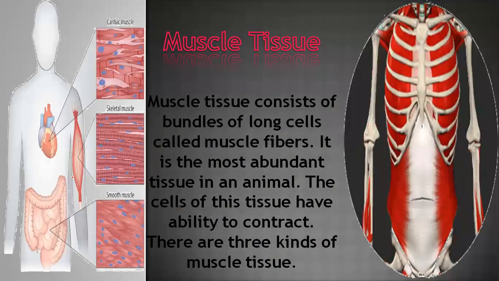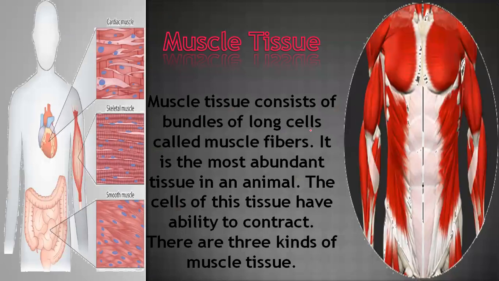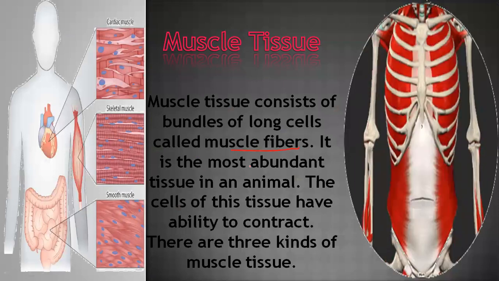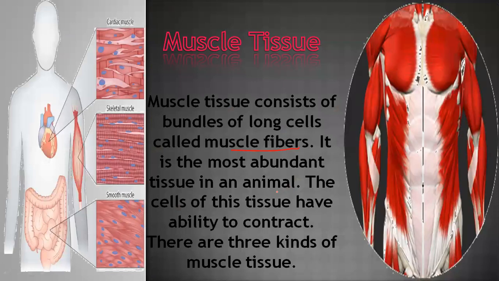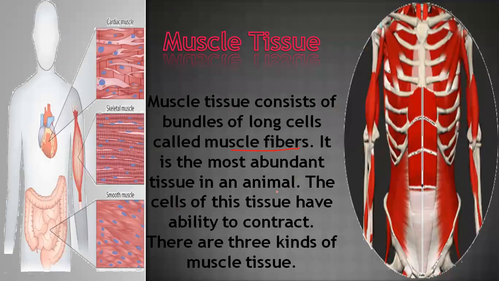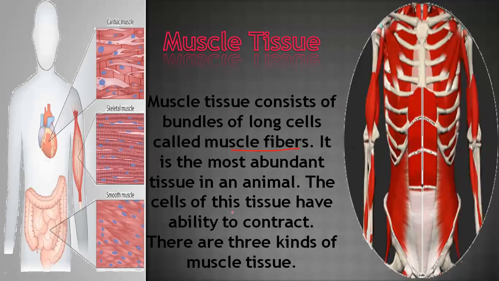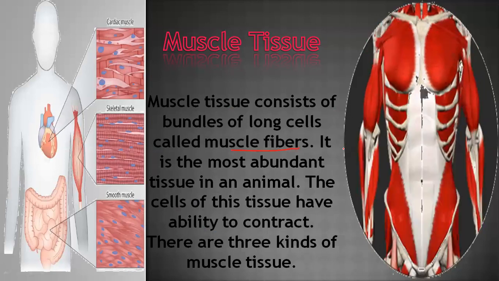Okay, let's talk about another type of tissue, that is muscle tissue. Very, very important indeed. Muscle tissue consists of bundles of long cells called muscle fibers. It is the most abundant tissue in an animal, because if we talk about human beings, we are having different types of tissues. The cells of the tissues have the ability to contract. That's why the muscles move.